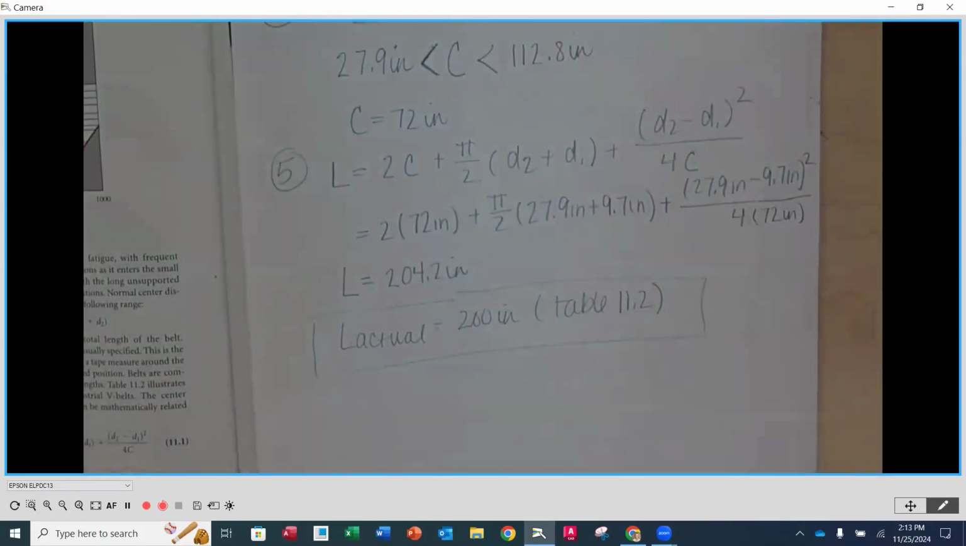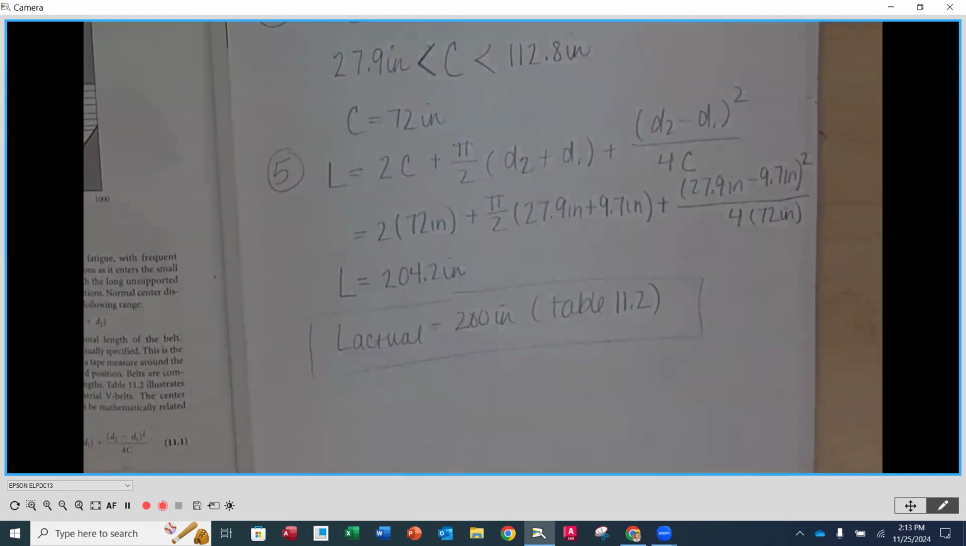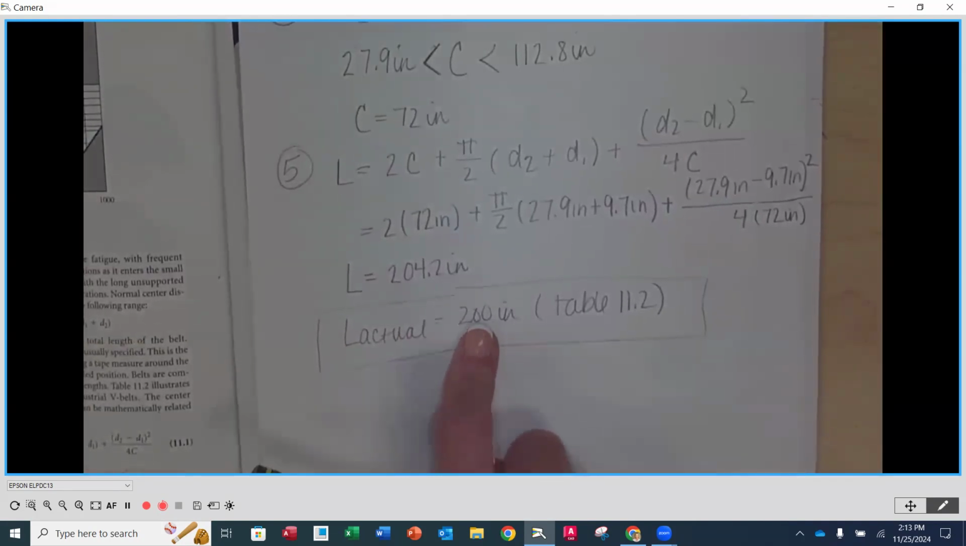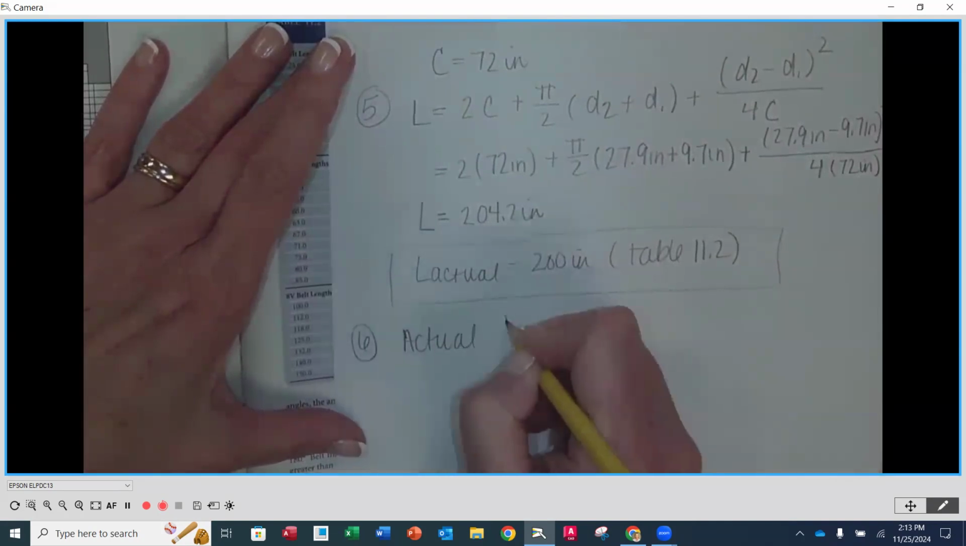Now, remember how we picked a center distance randomly, 72 within that range. And now we calculated a length of a belt that we needed was 204, but now we've changed this. So do you see how we have to recalculate our center distance to see what it actually is? Because now we've got an actual belt. Does that make sense? So we had to calculate a length to find out where we're at, and then we had to pick one from our chart. But now that we've picked one to be exactly 200 inches, we're going to recalculate to get our actual center.